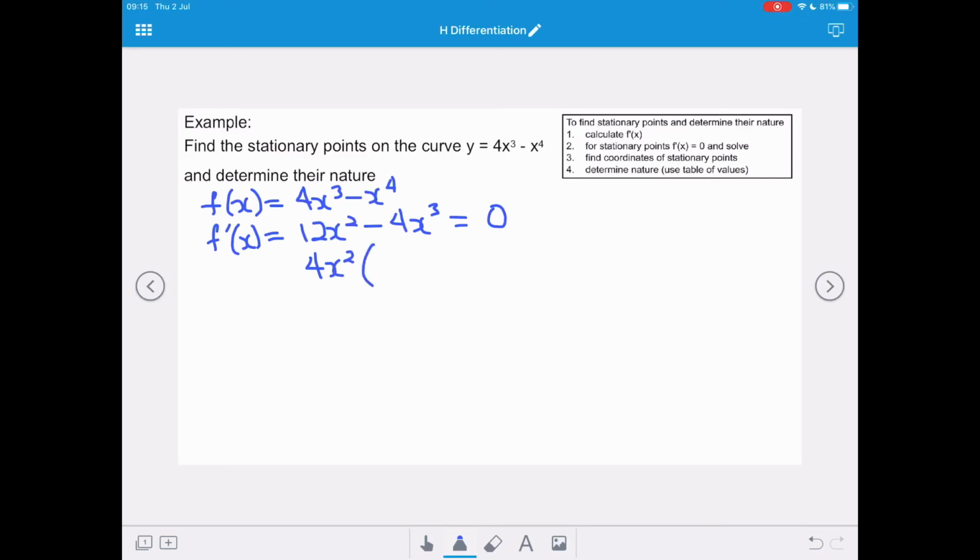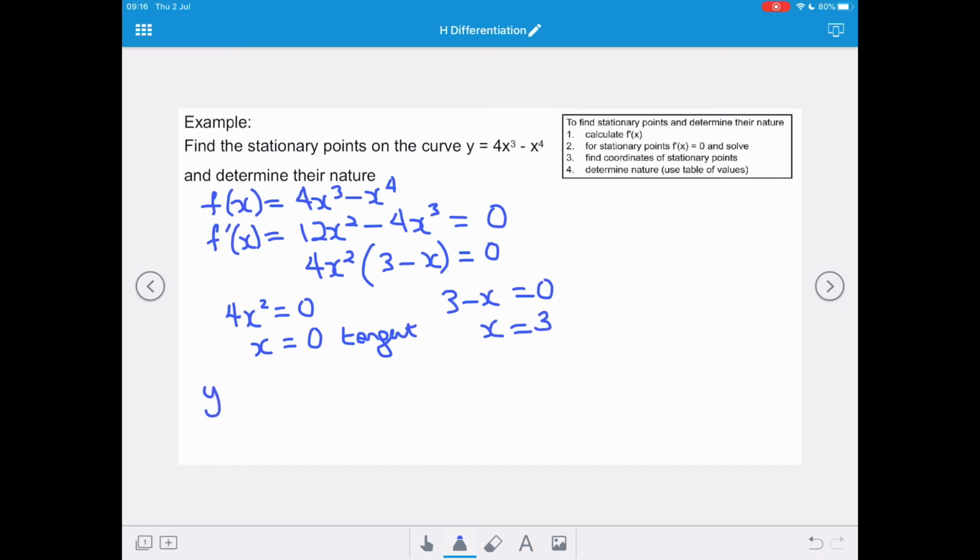Now to solve it, we're going to take out a common 4x², and that leaves us with (3 - x) inside our bracket. So we know that 4x² = 0. Therefore, x is going to equal 0. And because it's a squared term, it means that it's a tangent at that point. And then we're going to let 3 - x equal 0. So our value of x is going to be 3.